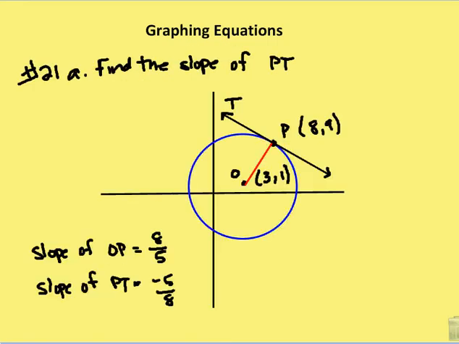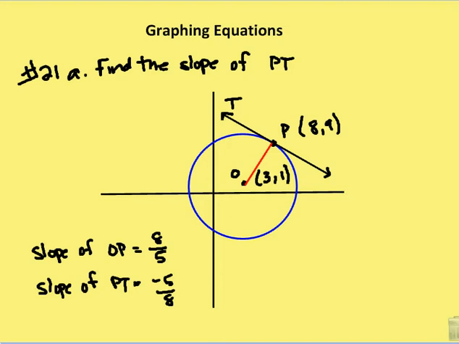The first problem asks us to find the slope of PT. Now PT is a tangent line to circle O. So we know that a tangent meets the circle at just one point, and we also know that if we draw a line from O to P, that segment is going to be perpendicular to the line PT. So the first thing we need to do is find the slope of OP.